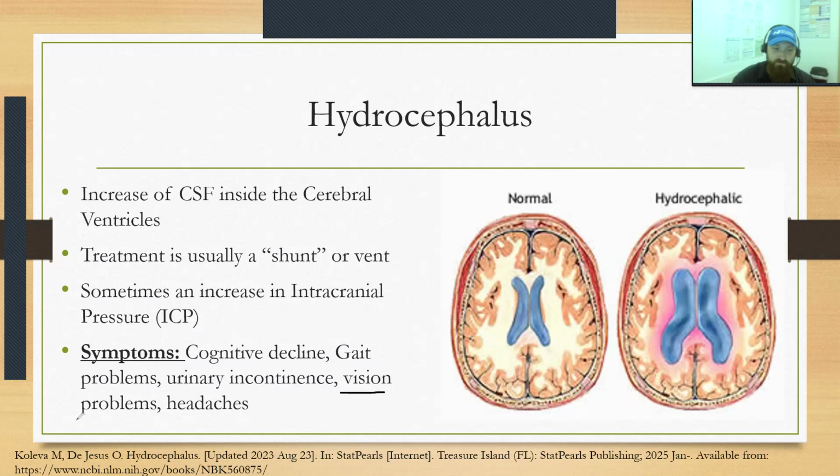Also, we might see vision problems. Think again about the occipital lobe, which would be right back here. But now we see that it's under so much pressure, it's being pushed against the skull. And so we might see someone who has blurry vision, or maybe someone who is not seeing 100% there. And so that's another symptom.